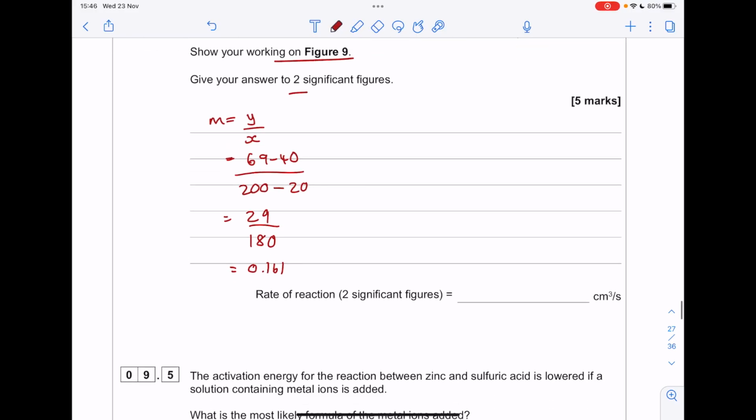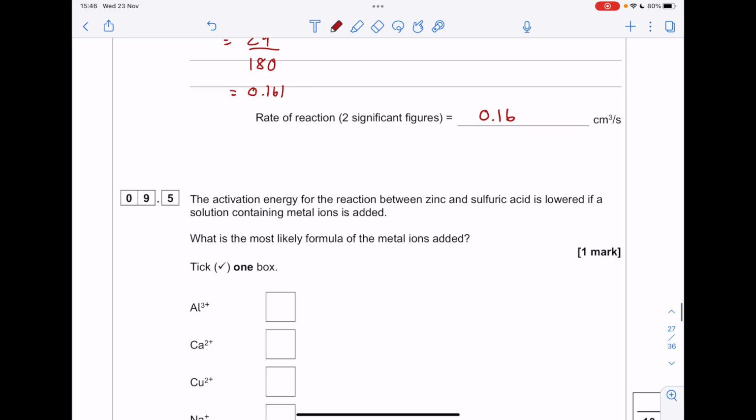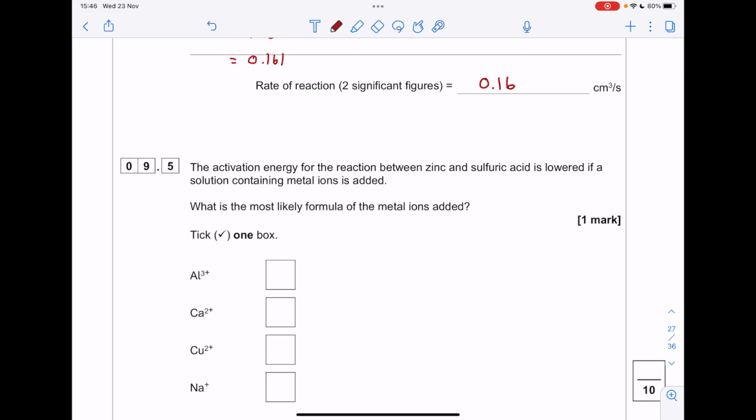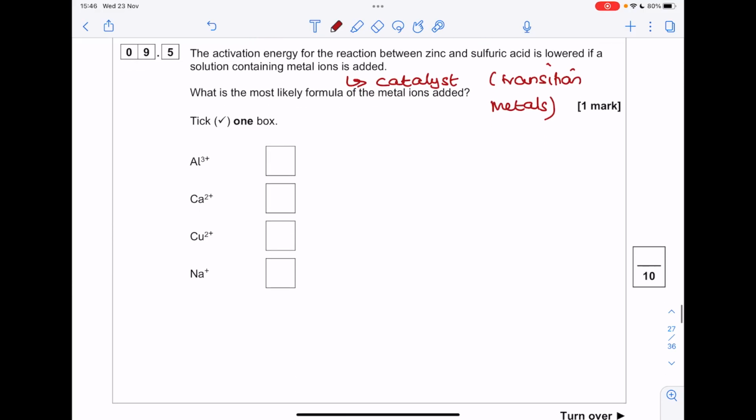And so to 2 significant figures, our value is 0.16. The activation energy for the reaction between zinc and sulfuric acid is lowered if a solution containing metal ions is added. What is the most likely formula of the metal ions added? Because we've lowered the activation energy, it means we've added a catalyst. Remember, it is transition metals which can act as catalysts. Now the transition metals sit in the middle of the periodic table, so it's copper.